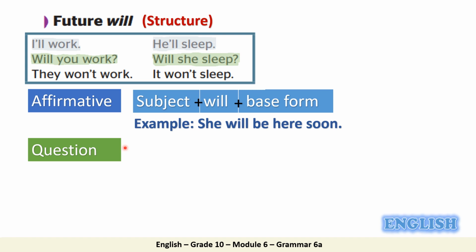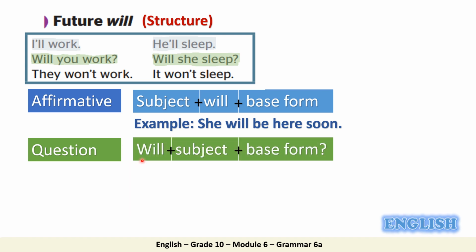Let's check it out. We can say will plus subject plus base form. Will she be here soon? As I said, will plus subject plus base form.